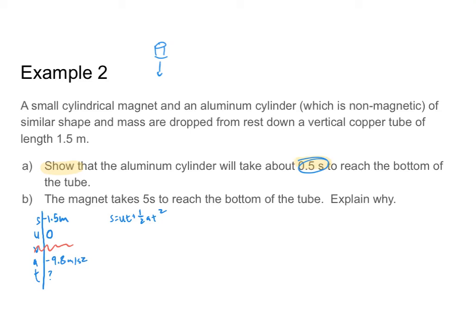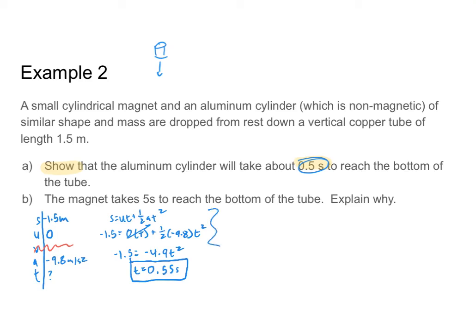Anywho, moving forward, let's plug in some numbers. We know that our displacement is negative 1.5 and our initial velocity is 0. So 0 times t plus 1/2 times negative 9.8 t squared. So my first term will disappear since 0 times anything is 0. That's going to give me negative 1.5 equals negative 4.9 t squared. Or, solving through all of this, t is equal to 0.55 seconds. And that is going to be my answer to part A.